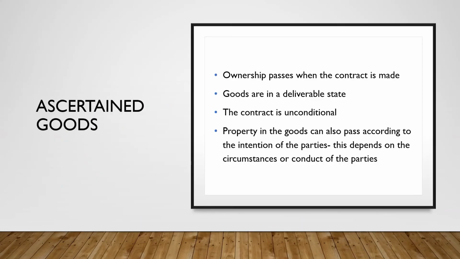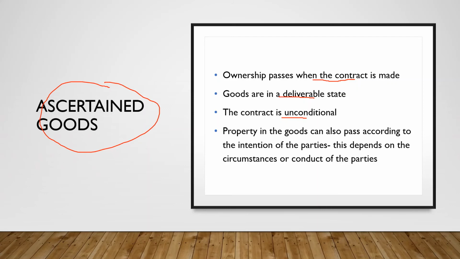Just to emphasize what we just discussed, when it comes to ascertained goods, and what I mean here is specific goods, ownership passes when the contract is made, goods are in a deliverable state, and the contract is unconditional. What we mean here is that nothing needs to be done to the good so that ownership can pass. If you go buy a phone, like I said before, the phone is handed over to you. Nothing needs to be done to that phone. The phone is a specific good. It's in a deliverable state.